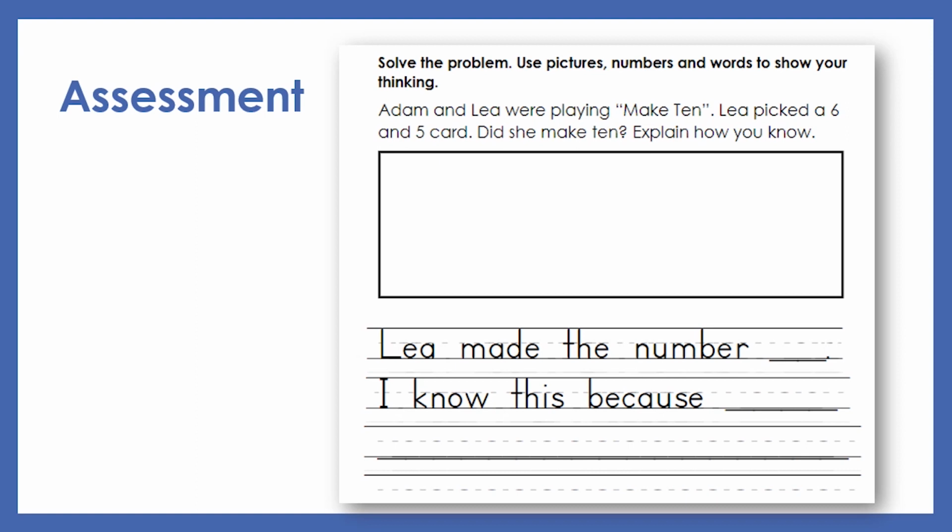When you feel confident and ready, complete the Unit 8 Math Journal. Adam and Leah were playing Make 10. Leah picked a 6 and 5 card. Did she make 10? Explain how you know.